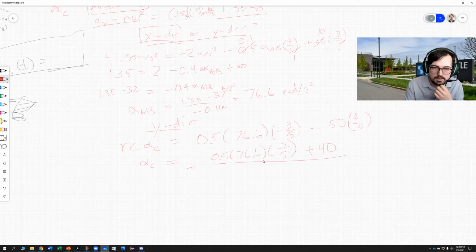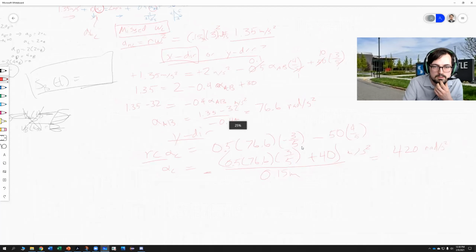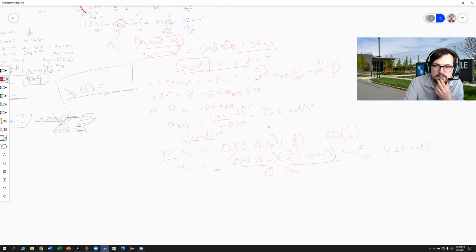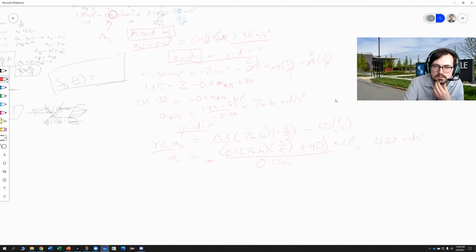RC is the radius of our wheel, which is 0.15 meters. Up here we have meters per second squared, so alpha AC is going to be rads per second squared. So 0.5 times 76.6 times 3/5 plus 40, divide everything by 0.15. I get an alpha which is incredibly large here, in rads per second squared. Let's double check my work here real fast. Yep, that's correct. So that's those two components.